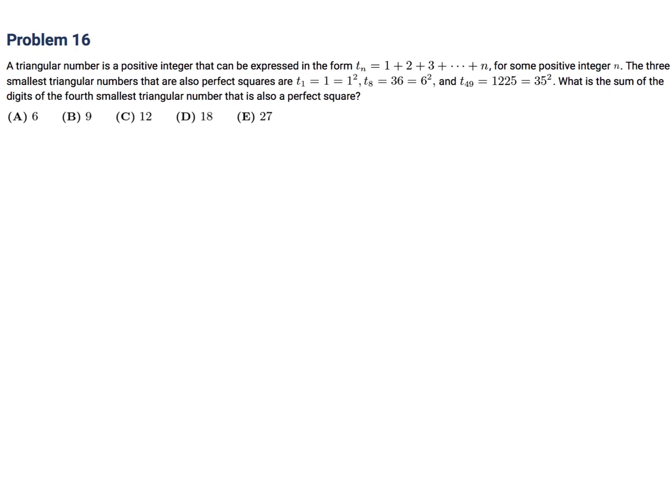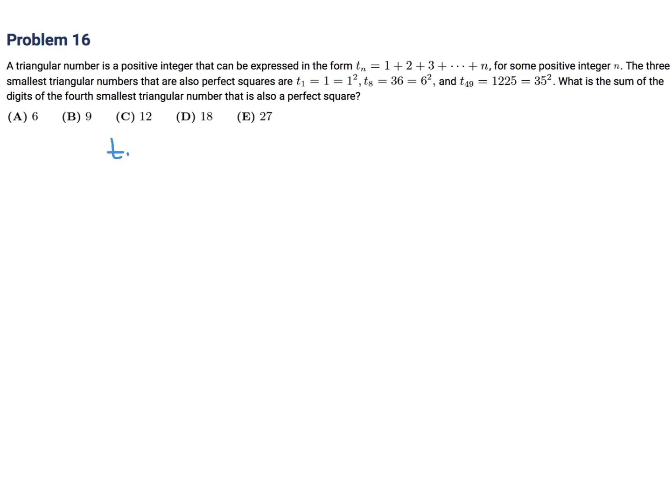A triangular number is a positive integer that can be expressed in the form Tn equals 1 plus 2 plus 3 dot dot dot plus n for some positive integer n. The 3 smallest triangular numbers that are also perfect squares are T1, T8, and T49. What is the sum of the digits of the 4th smallest triangular number that is also a perfect square?